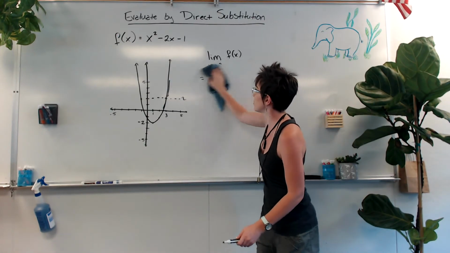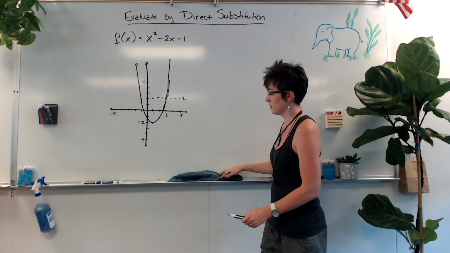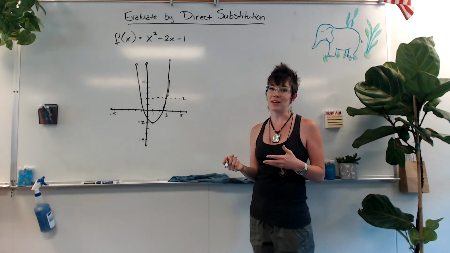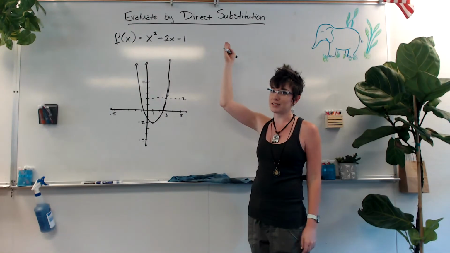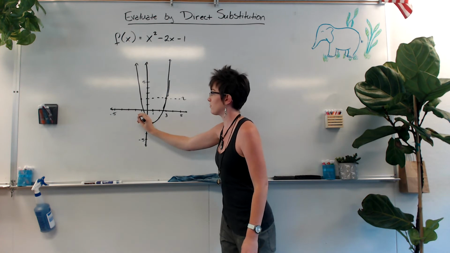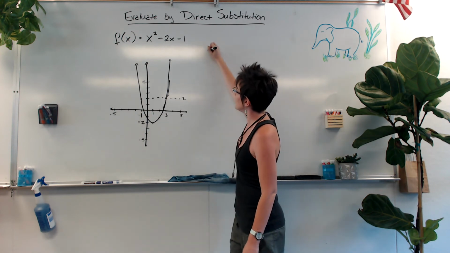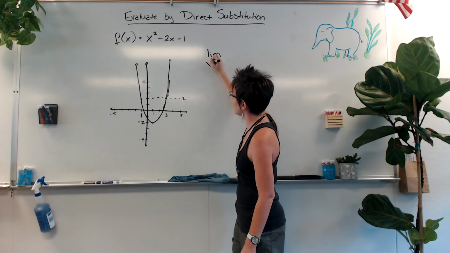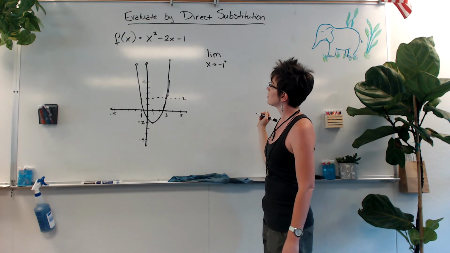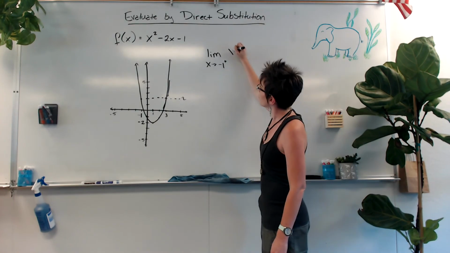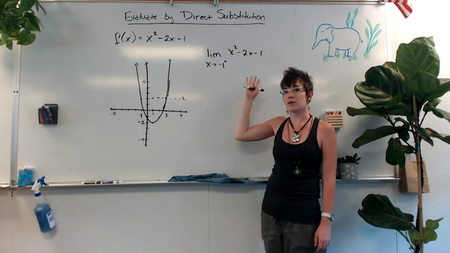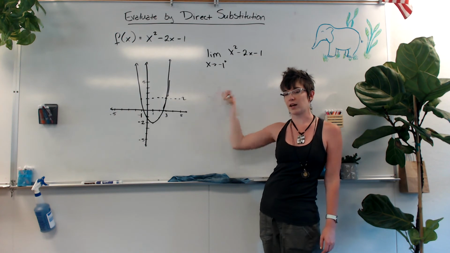Let's just say I wanted to evaluate a limit from the left or the right. Now again, because this thing is continuous and well-behaved, I can evaluate limits from the left and the right by directly substituting in the value that I'm interested in. So let's say I'm interested in this value for -1. So I'll say the limit as x approaches -1, and let's say from the right, of x squared minus 2x minus 1. And because I know this thing is a parabola, a well-behaved function, I can take -1 and plug it right in.